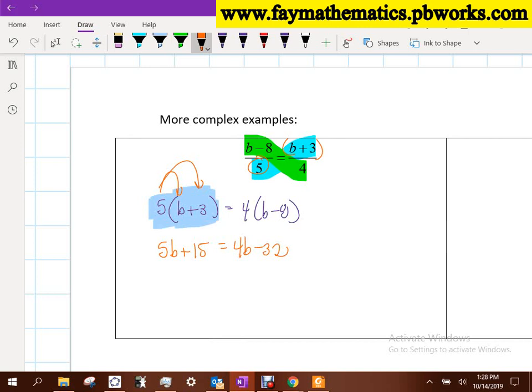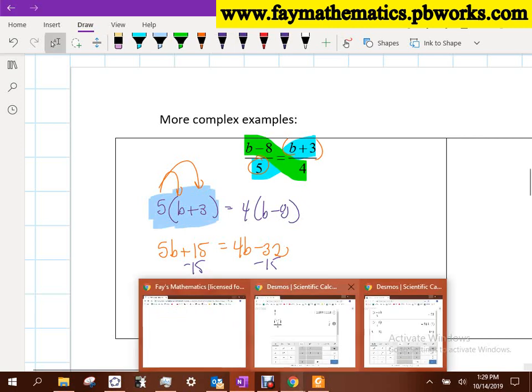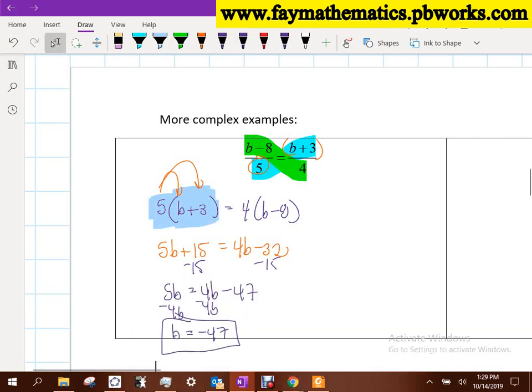How am I going to solve this? I heard subtract 15. That's fine. So it's going to be 5b equals 4b minus 47, right? Now remember, we want to separate the b's from the constant. So how do I get this to go? Subtract 4b. And this is what we worked on in the last couple sections so that we could generate these equations with proportions and know how to solve these equations that we generate. So we get b equal negative 47.